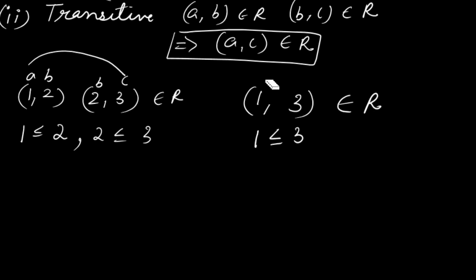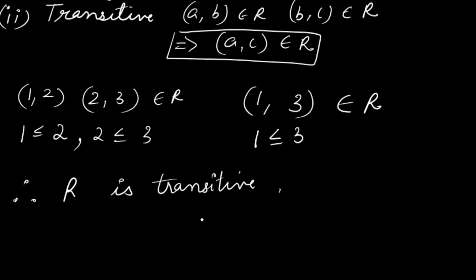With some different ordered pairs also you can take examples here. We will always get that the relation a ≤ b is satisfied for all ordered pairs, which implies R is transitive. Therefore R is transitive.